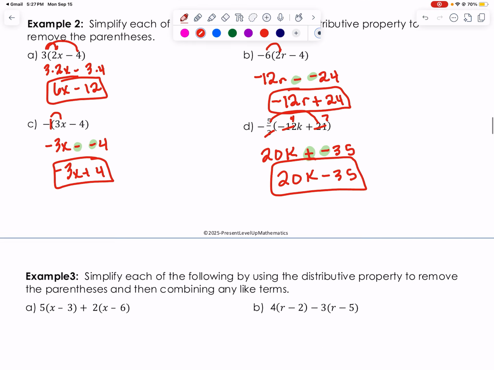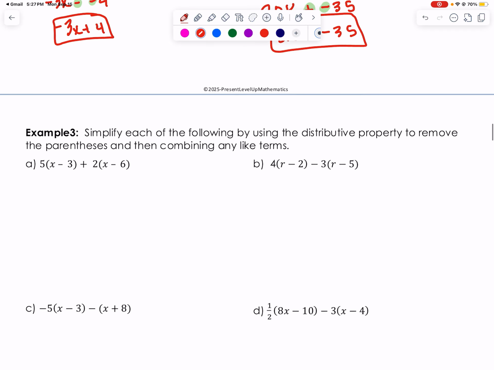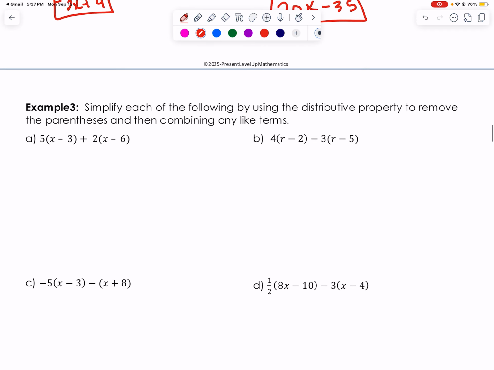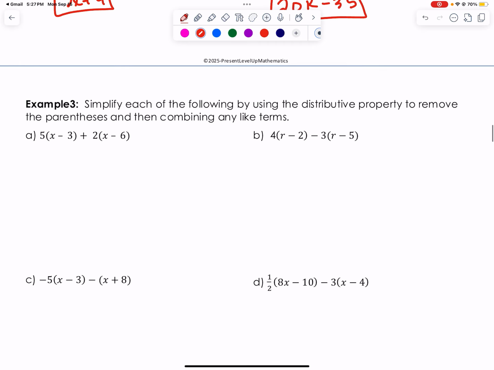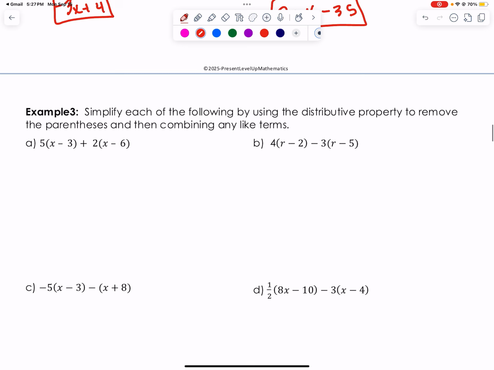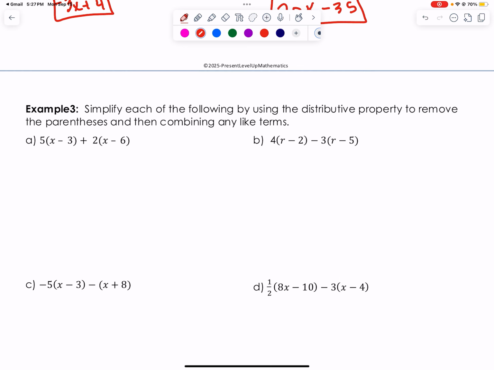All right, example 3. Simplify each of the following by using the distributive property to remove the parenthesis and then combine like terms. So in problem A, we have 5 times the quantity x minus 3 plus 2 times the quantity x minus 6. So we'll start with the 5 and we'll multiply it by everything in this parenthesis. So 5 times x would give us 5x.